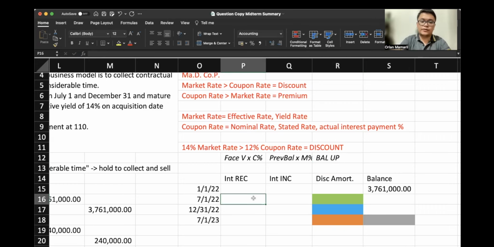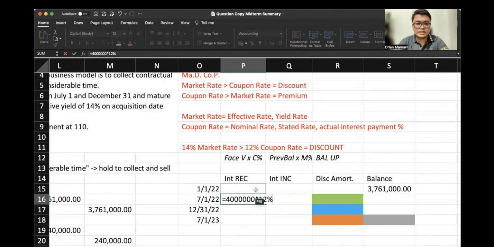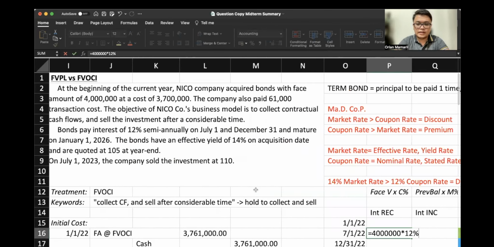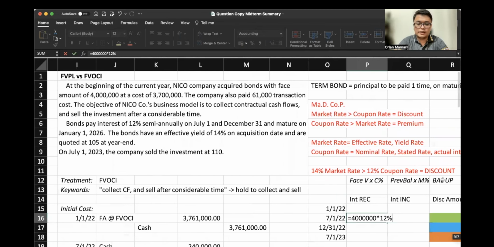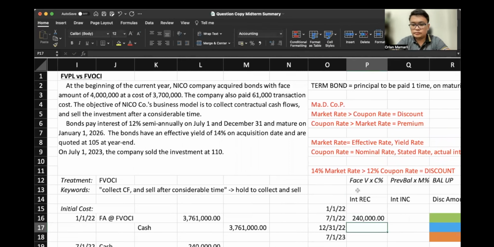So interest received would always be 4 million face amount multiplied by 12% stated rate. I'm getting the amounts there on the side. And then since this is semi-annual, you multiply it by 6 months out of 12. So to put it simply, 4 million multiplied by 6%, right?